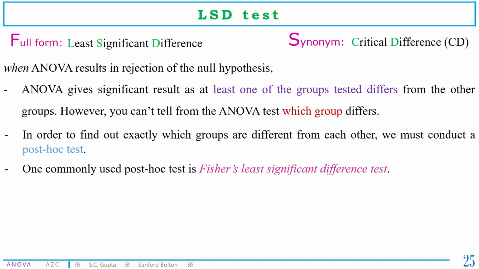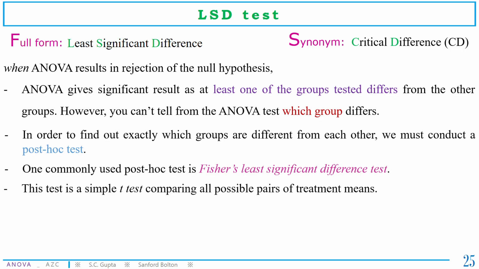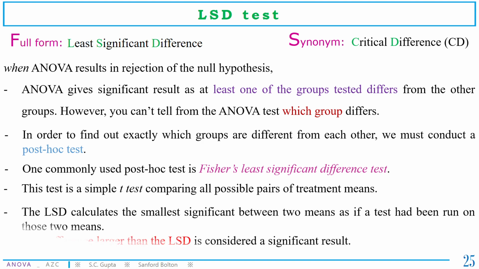One commonly used post hoc test is Fisher's least significant difference test. This test is a simple t-test, comparing all possible pairs of treatment means. The LSD calculates the smallest significant difference between two means, as if a test had been run on those two means. Any difference larger than the LSD is considered a significant result.